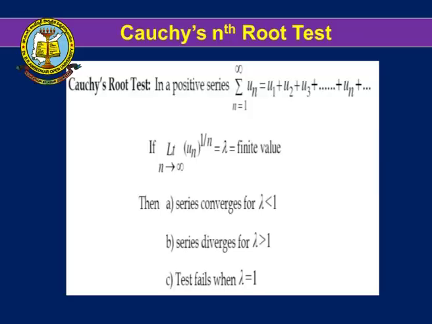Now, Cauchy's nth root test. Consider a positive series, sigma n equal to 1 to infinity u n, equal to u 1 plus u 2 plus and so on up to u n. Here the test is the limit n tends to infinity of u n whole to the power of 1 by n, equal to lambda, or L. If lambda is less than 1, the series is convergent; if lambda is greater than 1, the series is divergent; if lambda equals 1, the test fails. This is Cauchy's nth root test, or Cauchy's root test.